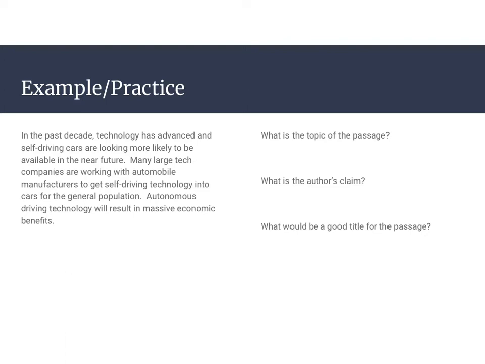So, what is the topic of the passage? You can think about it for a minute. The topic is that large tech companies are working with automobile manufacturers to get self-driving technology into cars for the general population. Then the claim for this passage would be that autonomous driving technology will result in massive economic benefits. And a good title for the passage would be anything dealing with self-driving cars and economic benefits.